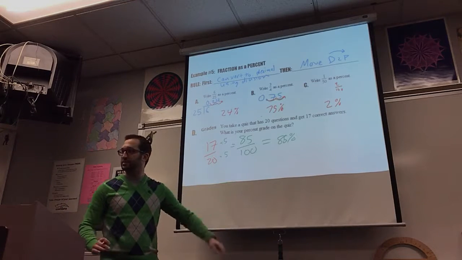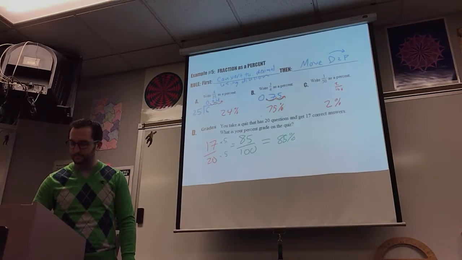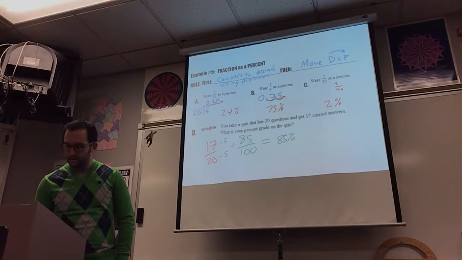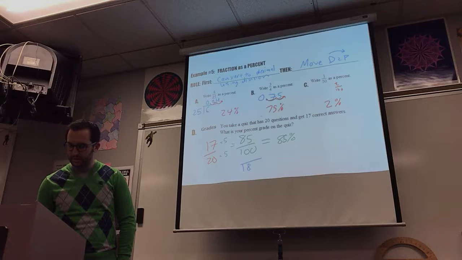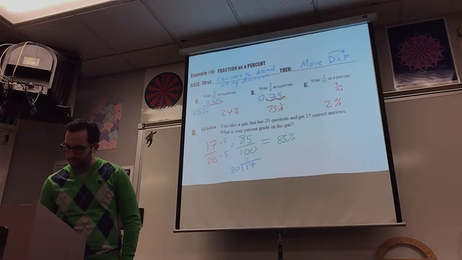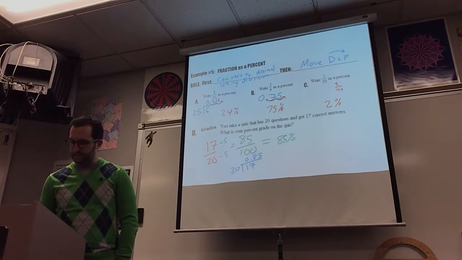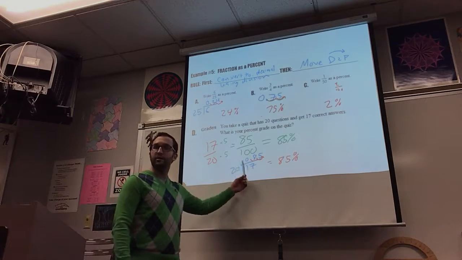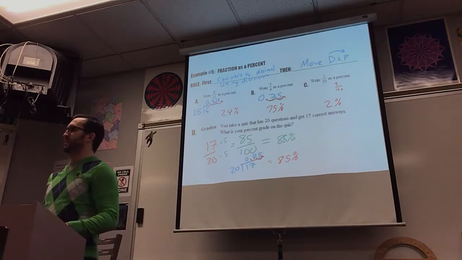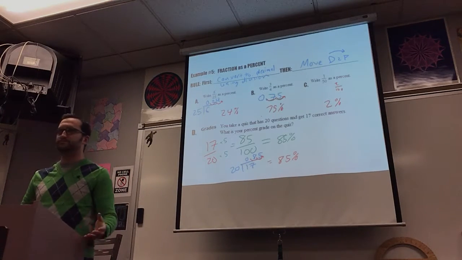How else could we have done this one? We could have used the division method. We would have done 17 divided by 20. We would have gotten 0.85. Move that decimal place over 1, 2, and get 85%. Either way is great. I don't care which one you use. There's multiple ways of thinking. It's just whichever one clicks to you. Okay.